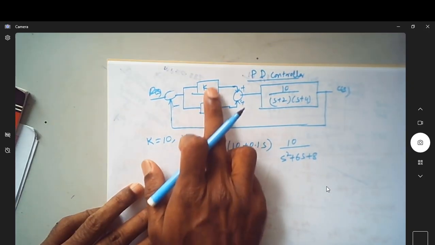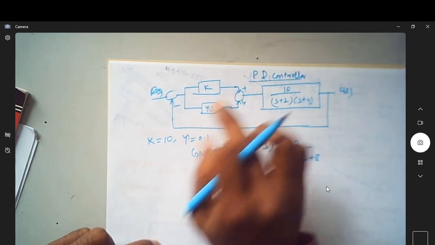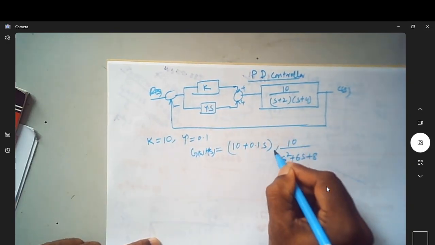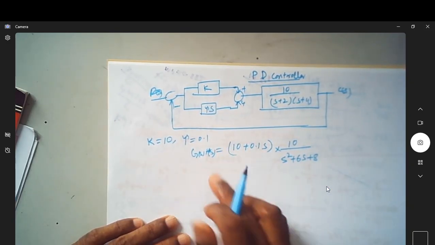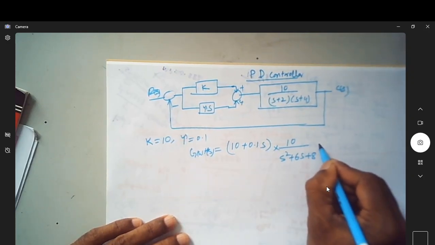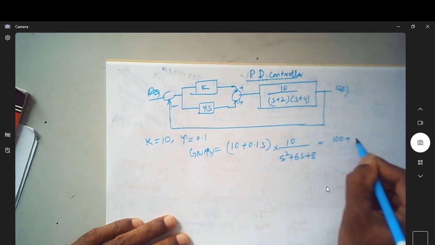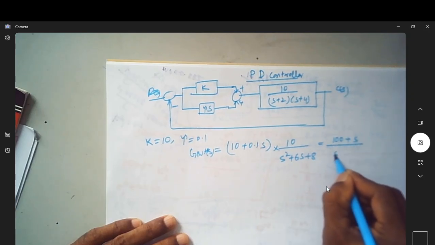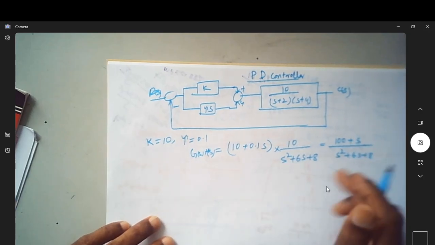Now you can see they are coming in parallel. That's why it is plus, and this parallel combination is coming in series with this. That's why it is into. Now for this, can I write it as 100 plus S divided by S square plus 6S plus 8? This is my open loop transfer function.